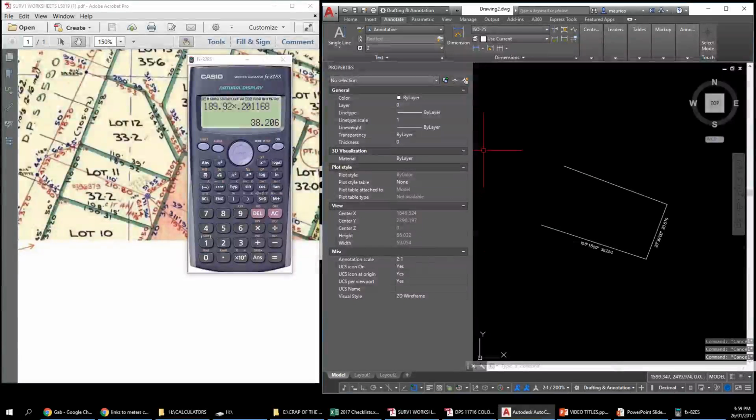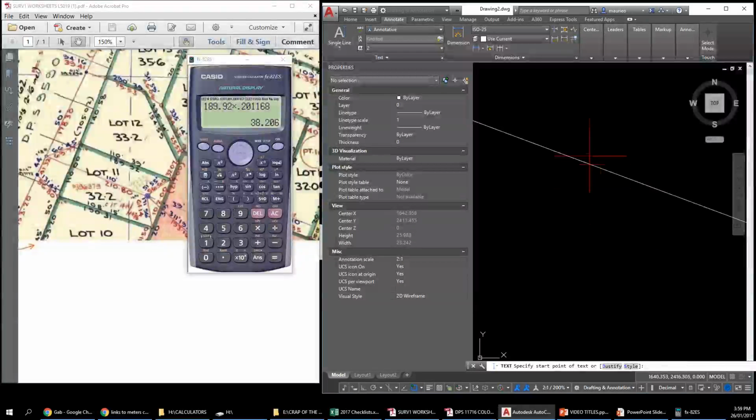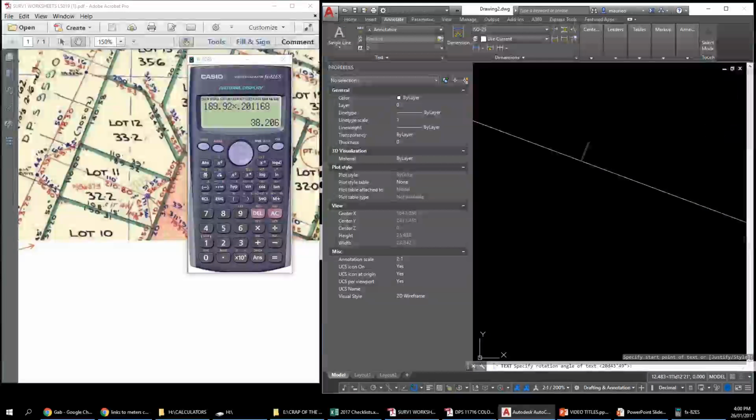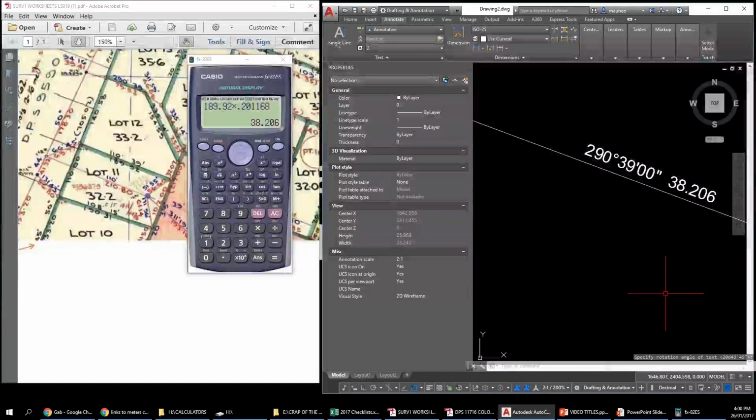Now, so let's put that in the single line text. I'll just put that in here, like so. Okay, so that's 290 degrees 39 minutes 00 seconds and 38.206. Okay, so yep.